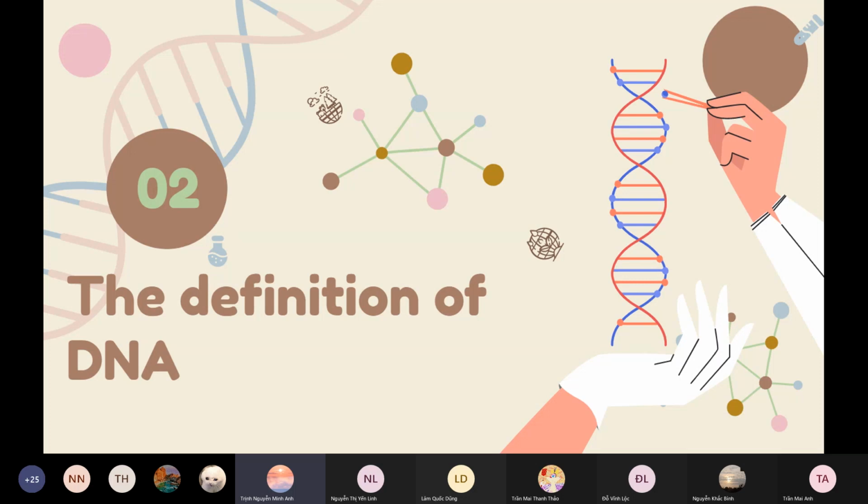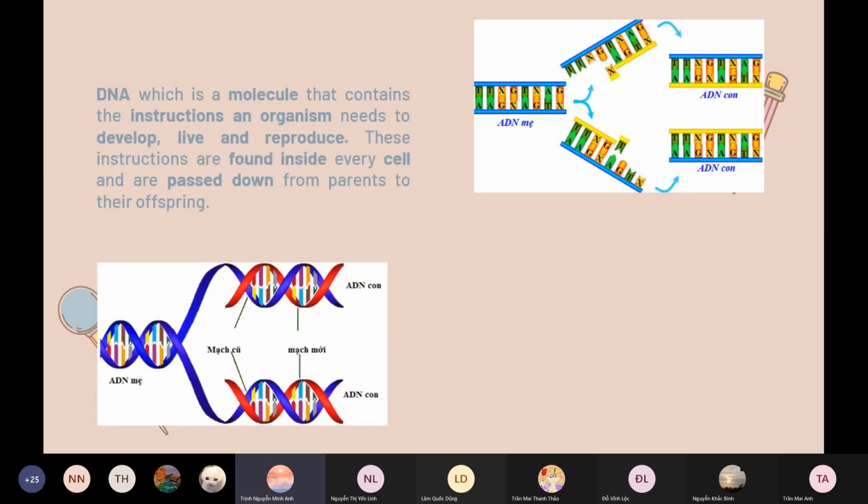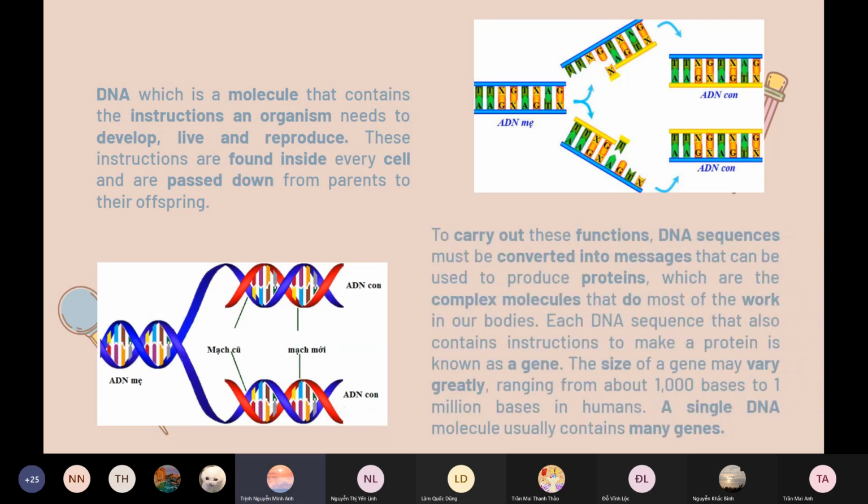Hello, I'm Minh Anh. In my turn, I plan to say a few words about the definition of DNA. DNA is a molecule that contains the instructions an organism needs to develop, live, and reproduce. These instructions are found inside every cell and are passed down from parents to their offspring. To carry out these functions, DNA sequence must be converted into a message that can be used to produce proteins, which are the complex molecules that do most of the work in our bodies.